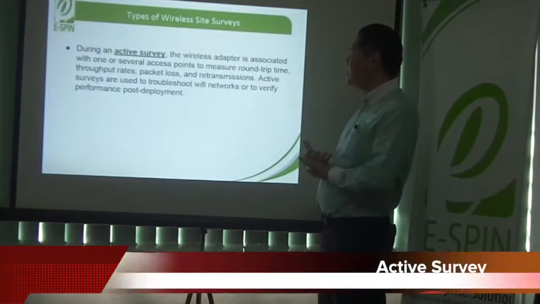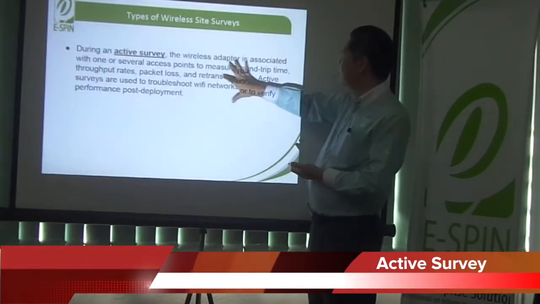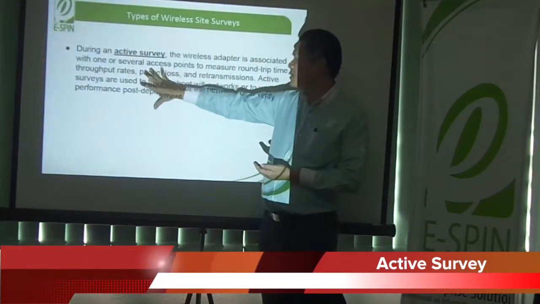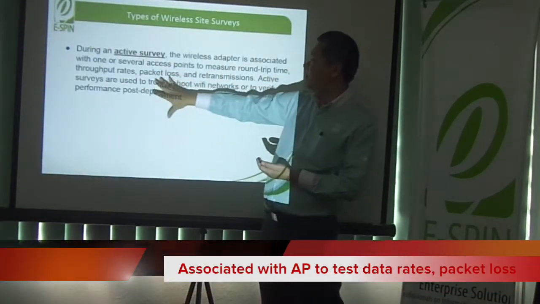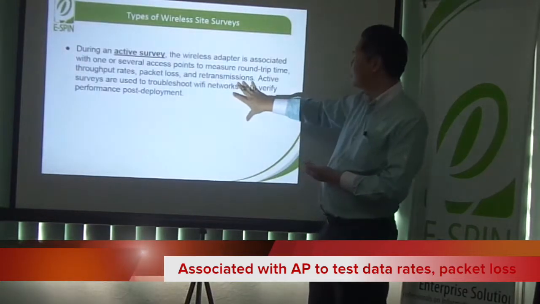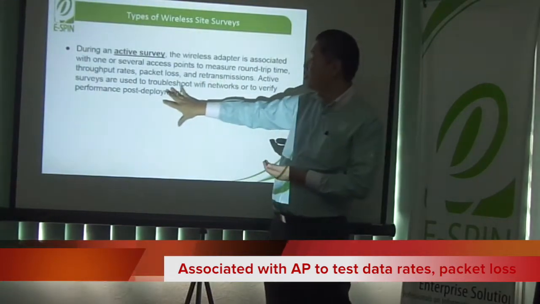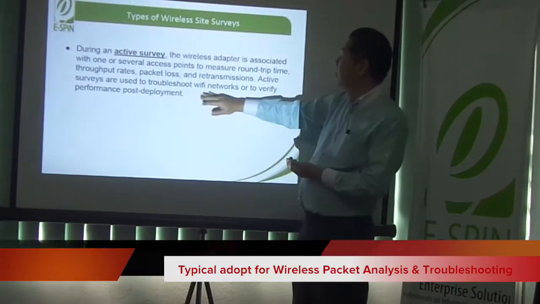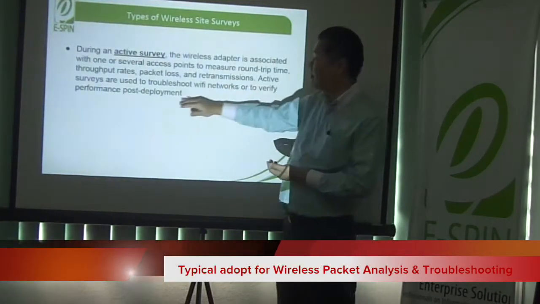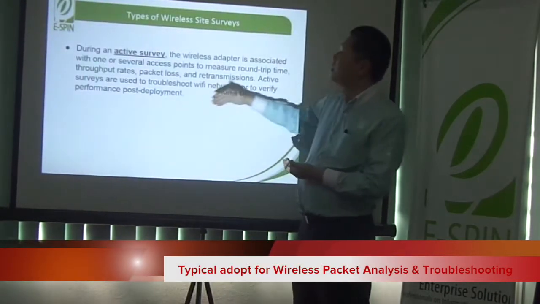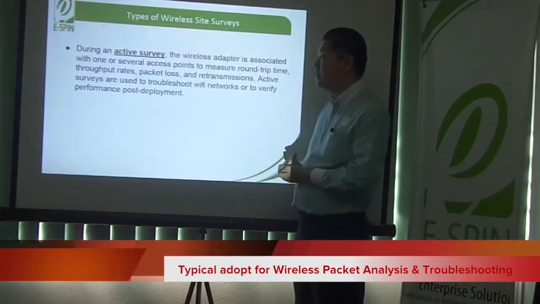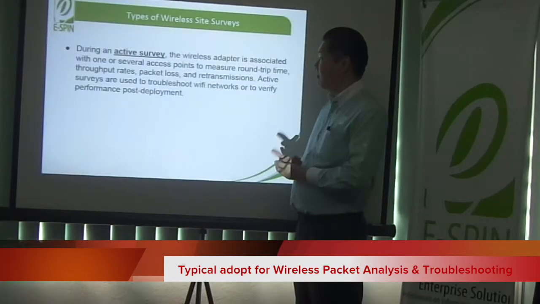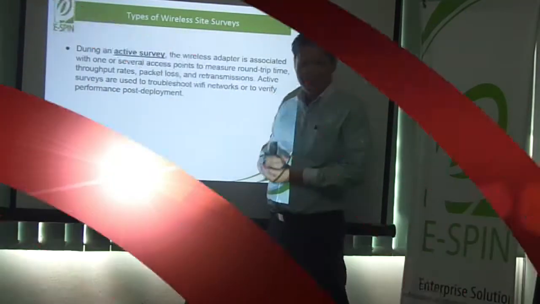For an active site survey, the wireless adapter is associated with one or several of the access points to measure round-trip time, throughput rate, packet loss, and retransmissions. Active surveys are used to troubleshoot your Wi-Fi network or to verify performance post-deployment. So usually if you want us to be involved in wireless performance issue troubleshooting, this is the way we do it, right?